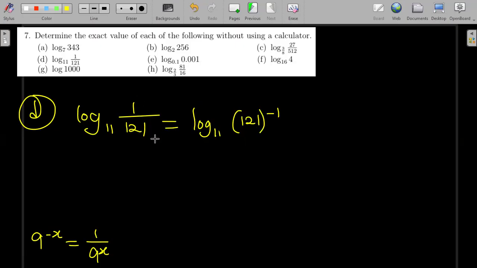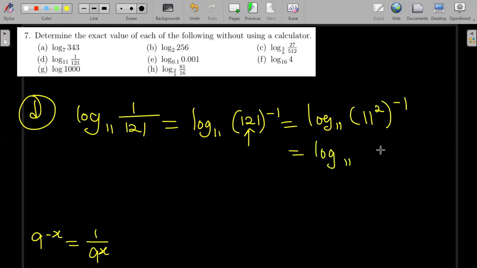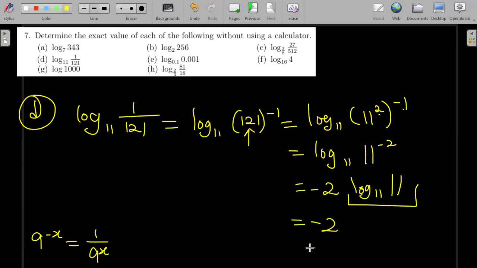And then now I look at the number that I have in the bracket here. Can I express that number as 11 to the power something? Okay, turns out that the 121 is the same as 11 to the power 2. And then I have minus 1 outside. So I can say this is log 11, and then I say 11 to the power minus 2, when I multiply this 2 and this. So what I have is that the minus 2 will drop. And then I have log 11, 11. So this will just be what? This is 1. So the answer there is minus 2. Okay, so any questions there?